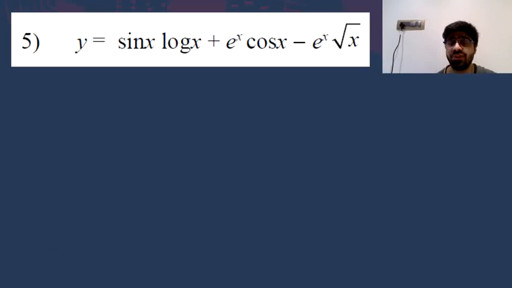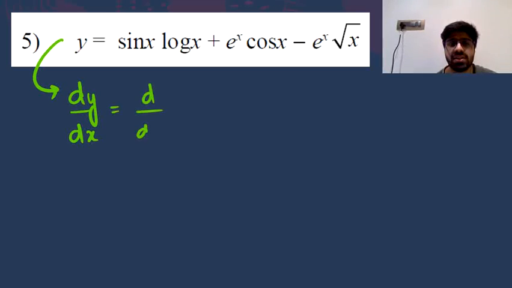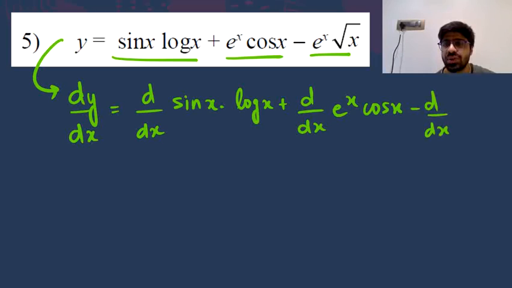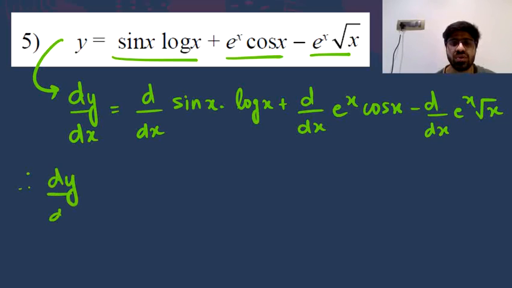Let's go ahead with the fifth and the last question in this video. So we have dy by dx, we are taking a derivative on the left hand side. On the right hand side it will be d by dx of this plus this minus this. So that will be d by dx of the first term plus d by dx of the second term minus d by dx of the third term. Let's do this quickly, because now that we have solved so many questions, I'm sure that most of you might have been now in the position where you can answer these questions orally.